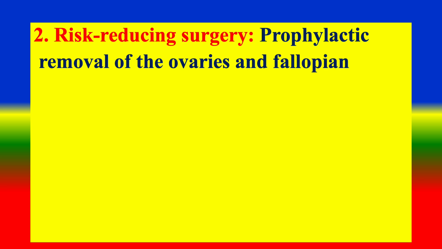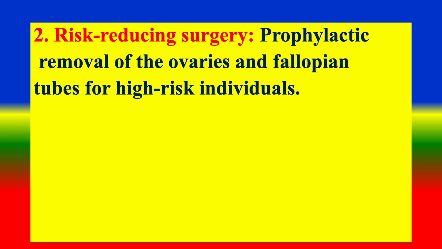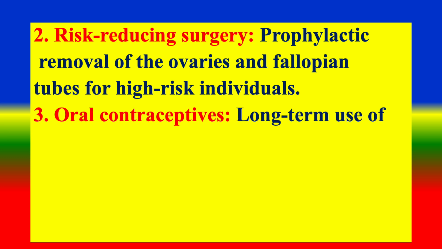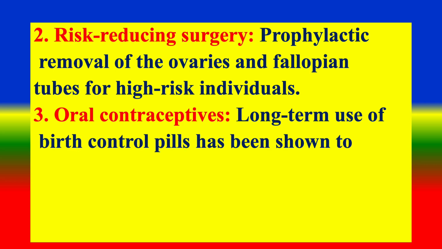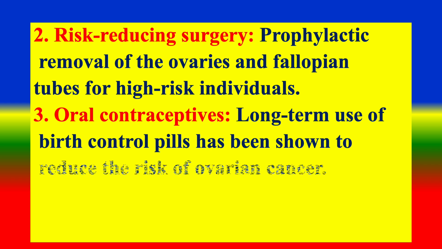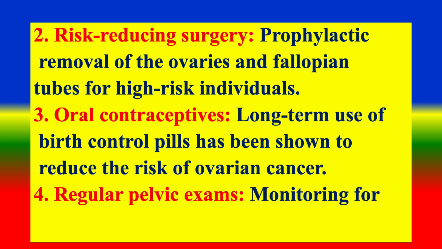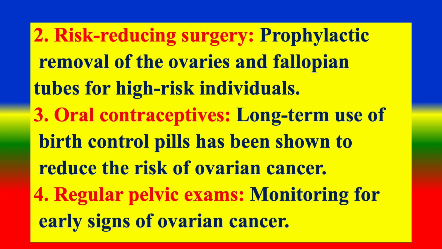2. Risk-reducing surgery. Prophylactic removal of the ovaries and fallopian tubes for high-risk individuals. 3. Oral contraceptives. Long-term use of birth control pills has been shown to reduce the risk of ovarian cancer. 4. Regular pelvic exams. Monitoring for early signs of ovarian cancer.